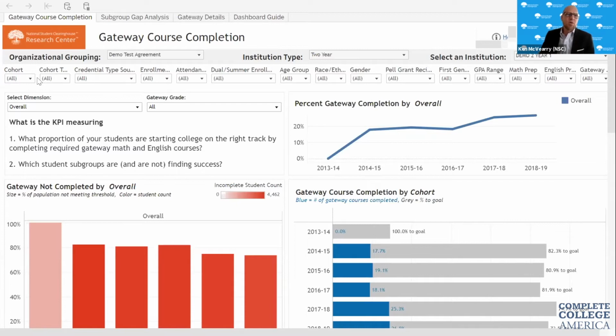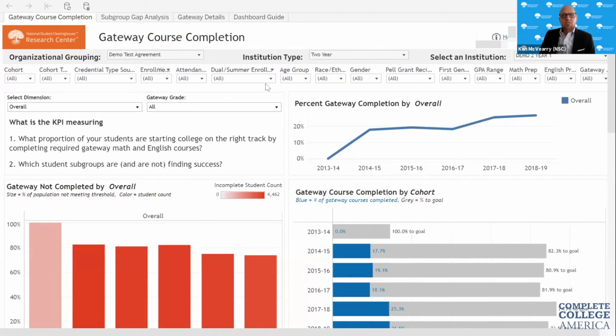And so that's really important to be able to get use out of it right away. But if you want to drill down to a very specific cohort year, you could do that. The term that those students enrolled in, right? The type of credential type they're seeking. And again, if this were a 4-year institution, you would see baccalaureate there listed as well. Enrollment type, are they first time or transfer in, right? Attendance, are they full-time, part-time?